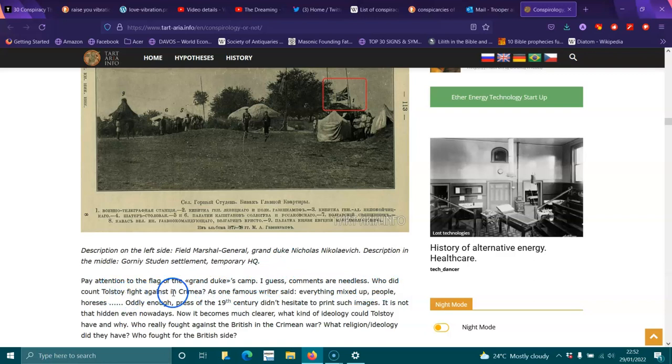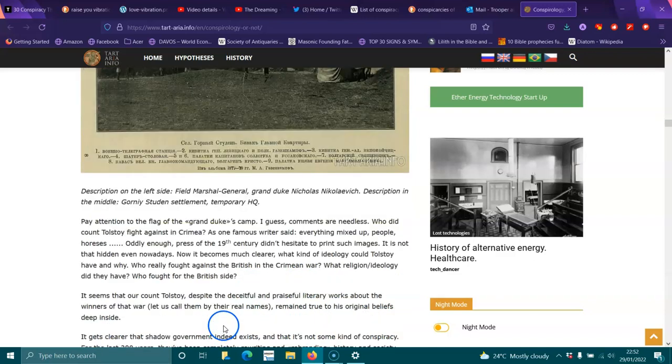Who did Count Tolstoy fight against in Crimea? As one famous writer said, everything mixed up. People, horses. Oddly enough, the press of the 19th century didn't hesitate to print such images. Even nowadays, it becomes much clearer what kind of ideology Tolstoy could have had and even why. Who really fought against the British in the Crimean War? What religion and ideology did they have? Who fought for the British side?